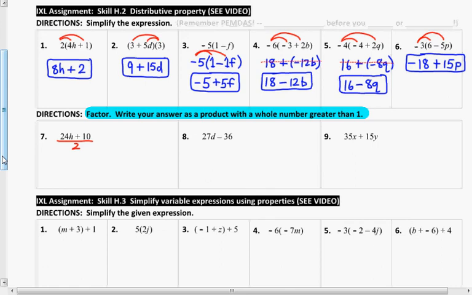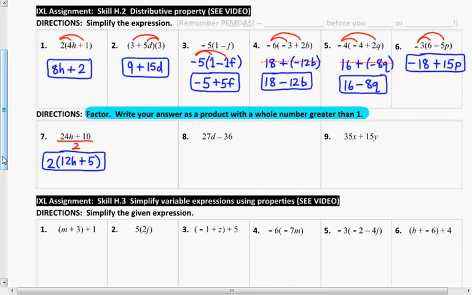If I did that, then I would say, well, let's do this: 2 times what is 24h? Well, 2 times 12h. And then 2 times 5 is 10. And so this would be writing the expression in factored form. That's the only option for that one. Let's try the next one.